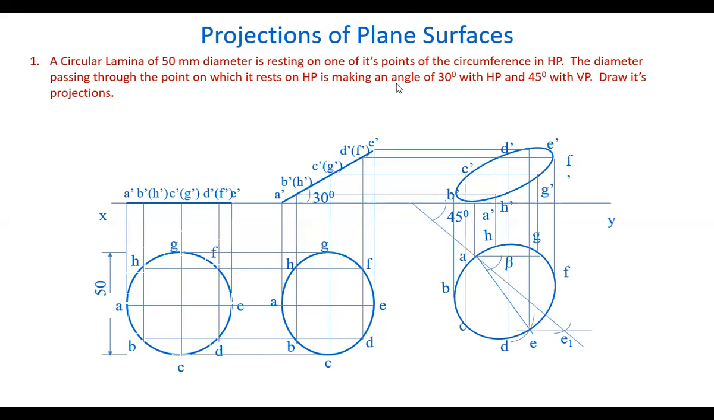So here, this is a typical problem to find the apparent angle in this case. True inclinations with both the planes are given, and we have to find the apparent angle. So this will be the final front view and the final top view, the final projections of the circular lamina.